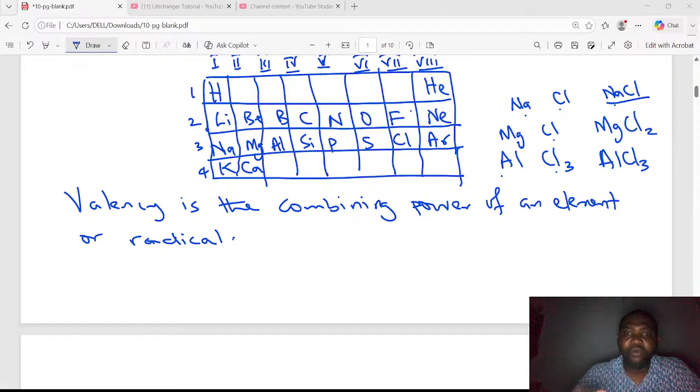So you will note the reason why sodium chloride, magnesium chloride, and aluminium chloride are not written the same way is because of valency. It simply means that sodium, magnesium, and aluminium have different combining powers. They have different abilities.